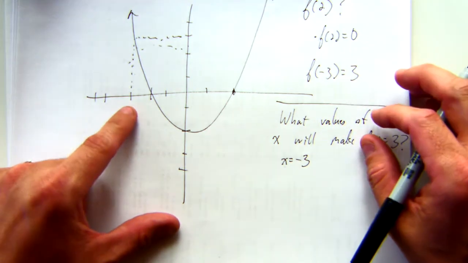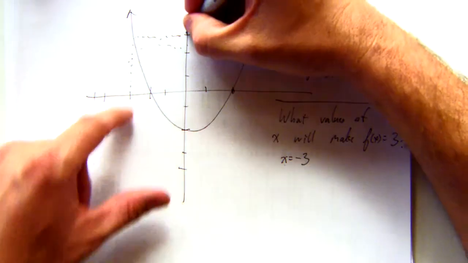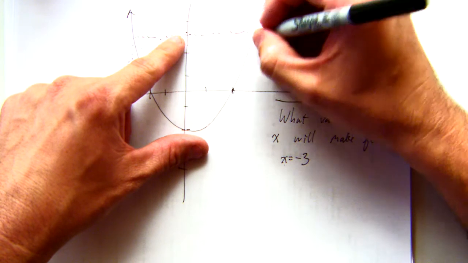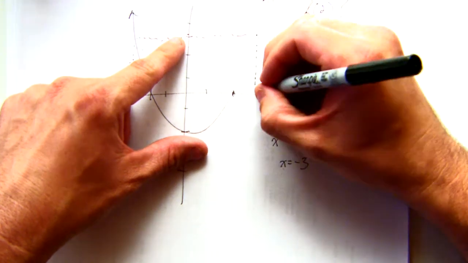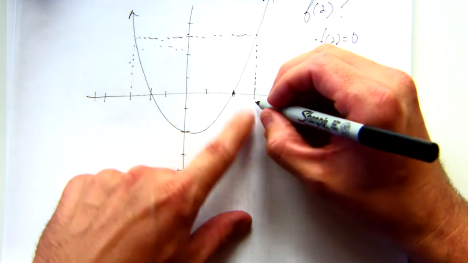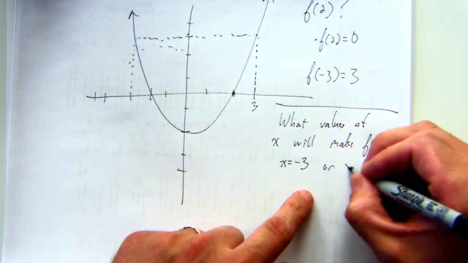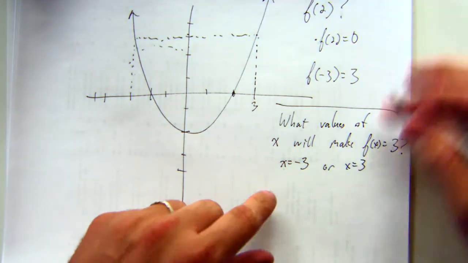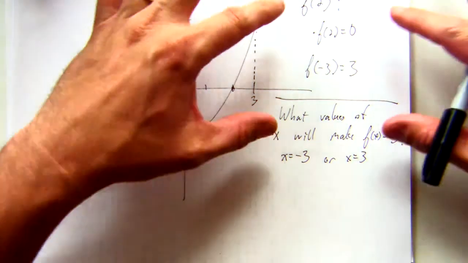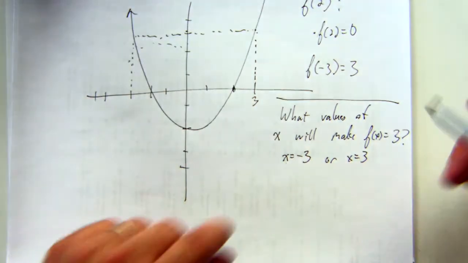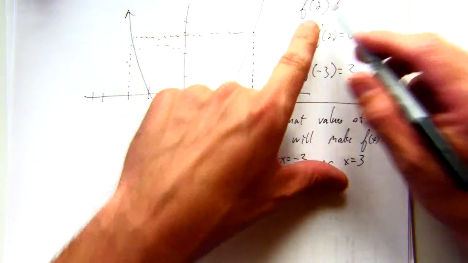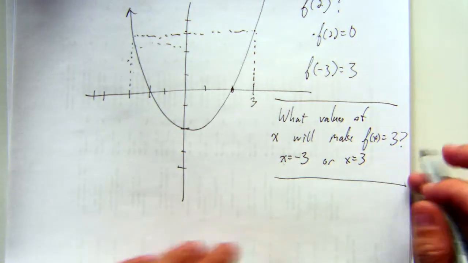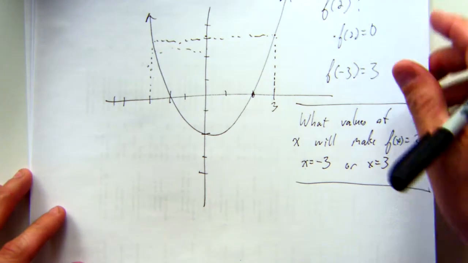But there's another one on this graph. If I start at y equals 3, I can go over, hit this part, and then come down here, and let's just make it even. 1, 2, 3. Or x equals a positive 3. Okay, so there's similar questions, but they mean very different things. This is asking what is the output. This is asking what is the input. Okay.